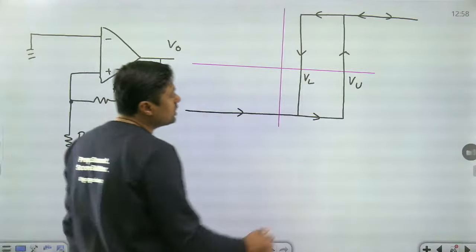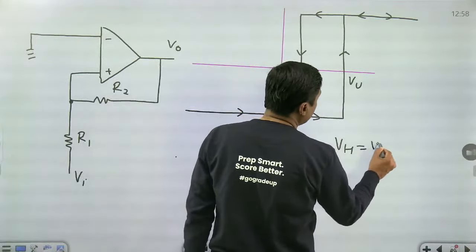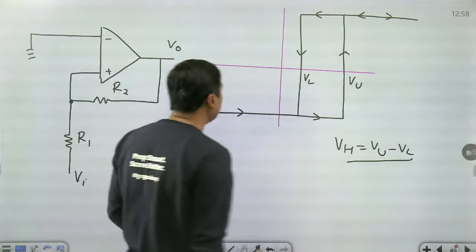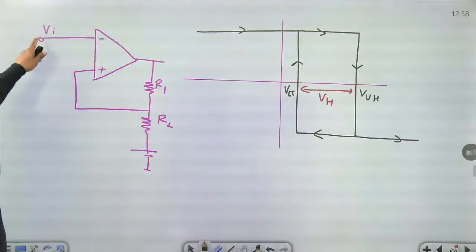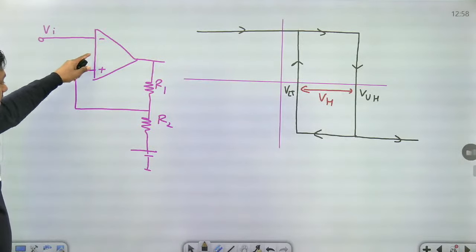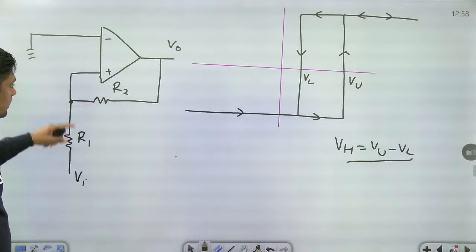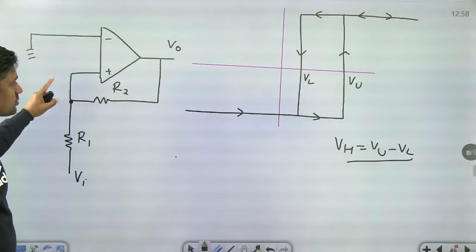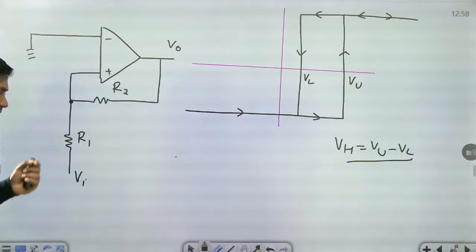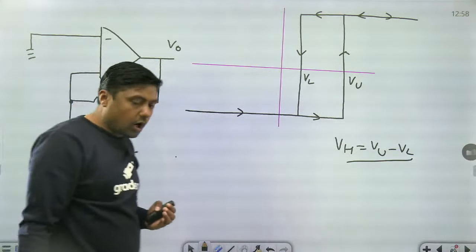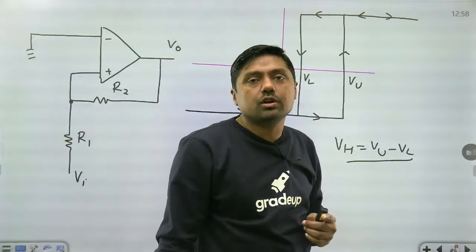Again, the hysteresis voltage will remain the same. VH is equal to VU minus VL. These are two types of diagram. In one case it is connected to the negative terminal, the inverting terminal. In the other case it is connected to the positive terminal. In both cases the feedback is positive. Then how to calculate the upper threshold and lower threshold?